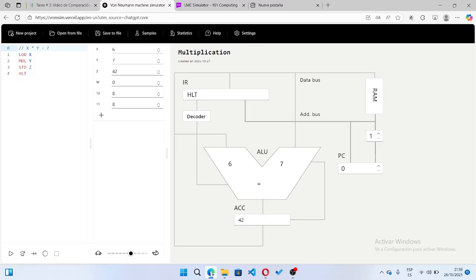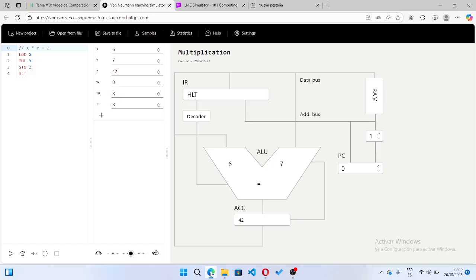In this model, both instructions and data are stored in the same memory. This makes it simple and cheaper, but it also creates what is known as the von Neumann bottleneck, because the processor can only fetch one thing at a time, either an instruction or a piece of data. Because of this, the CPU sometimes has to wait, and that slows down the execution.